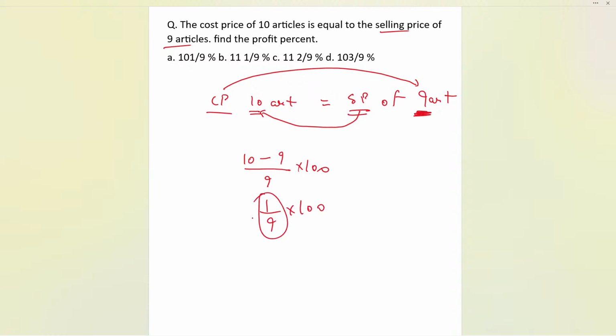And we all know what is 1 by 9. 1 by 9 over here is what? That is 11 1/9% over here. So directly we can say that over here, B is the correct answer.